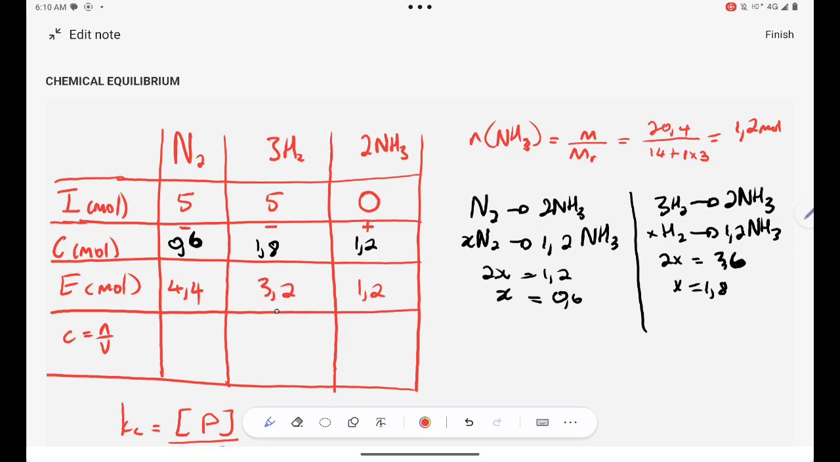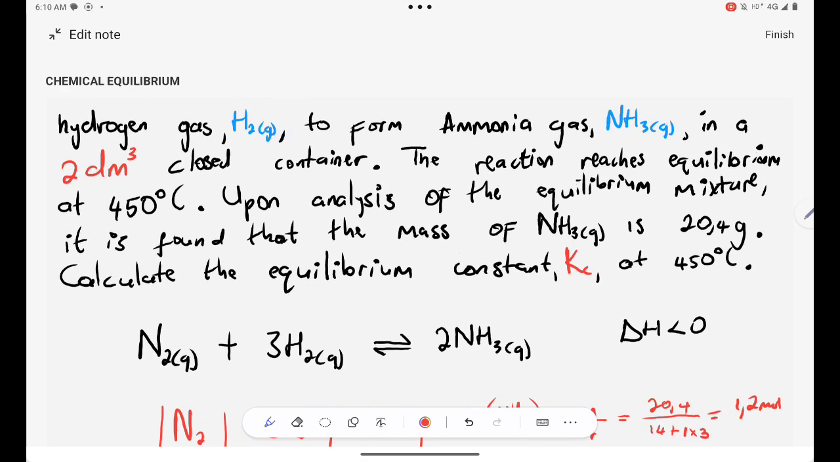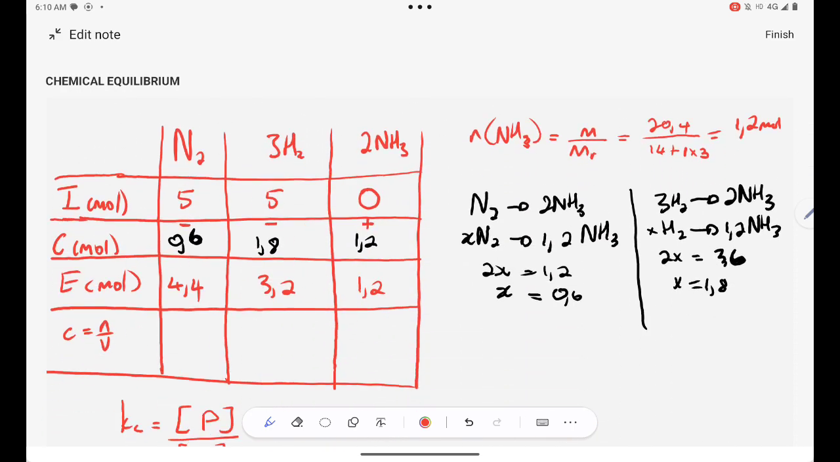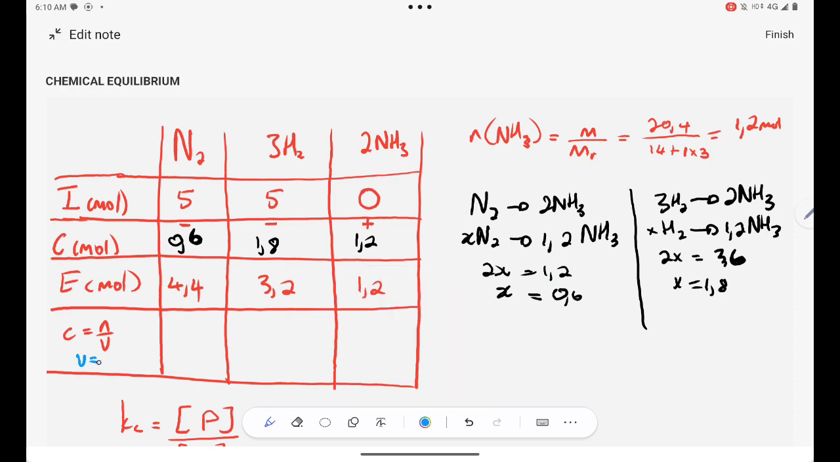After finding the number of moles that I have at equilibrium, I can simply go and find my equilibrium concentration. Remember, the volume was given to us as 2 cubic decimeters. Let me write it over here. The volume was given to us as 2 cubic decimeters. So for me to find the concentration at equilibrium, I just need to divide the number of moles by 2.